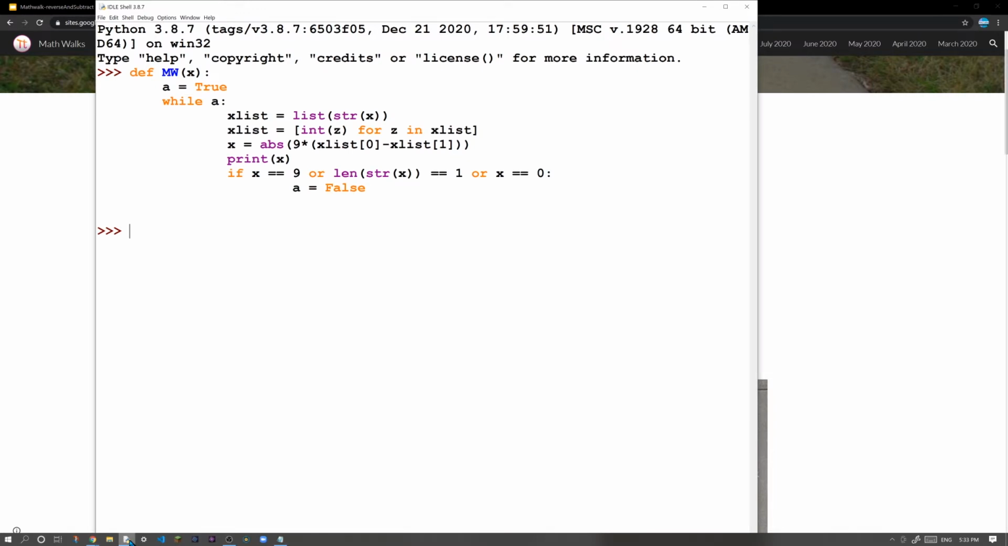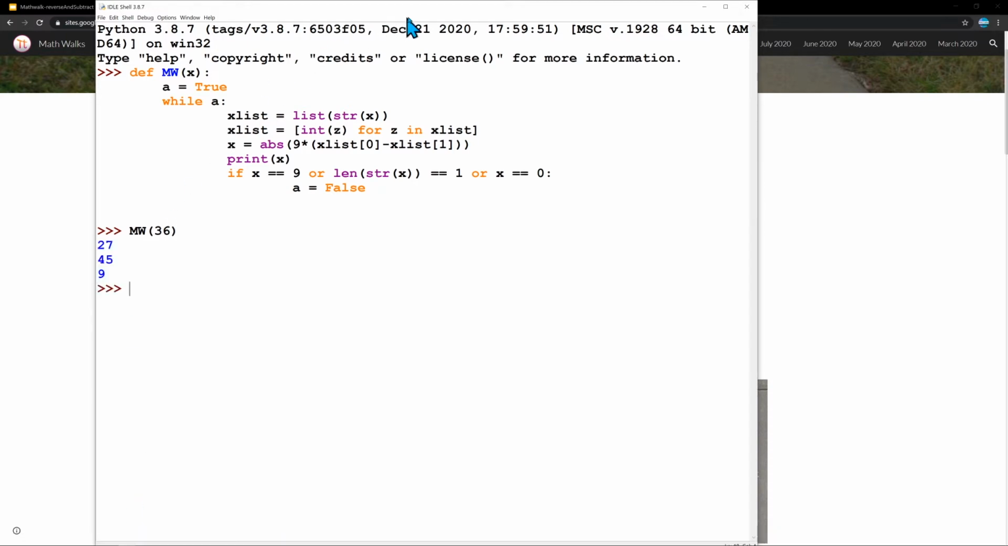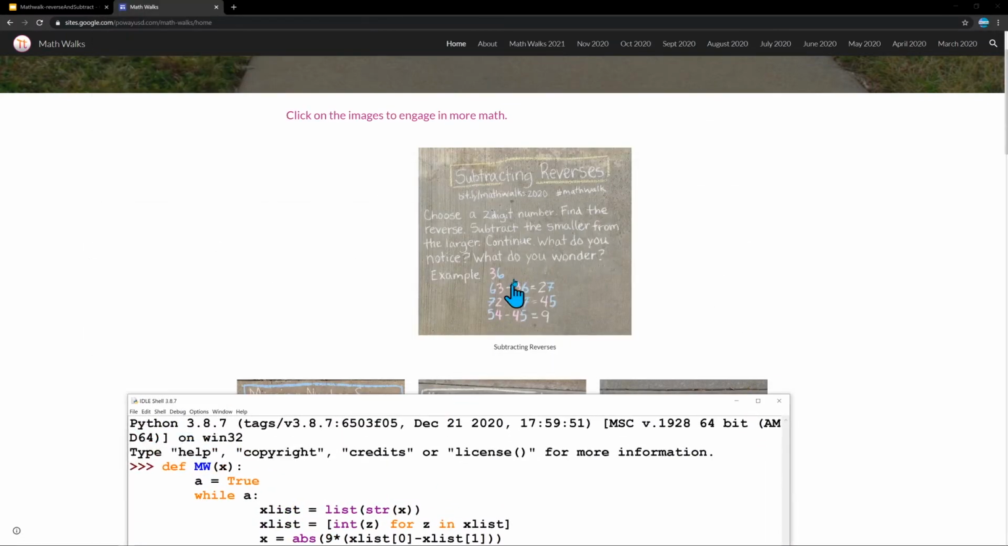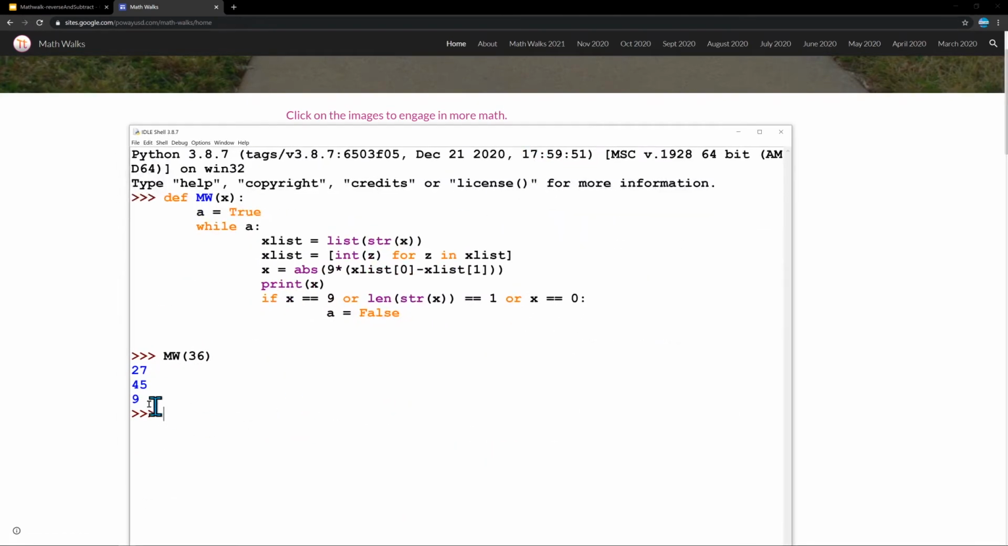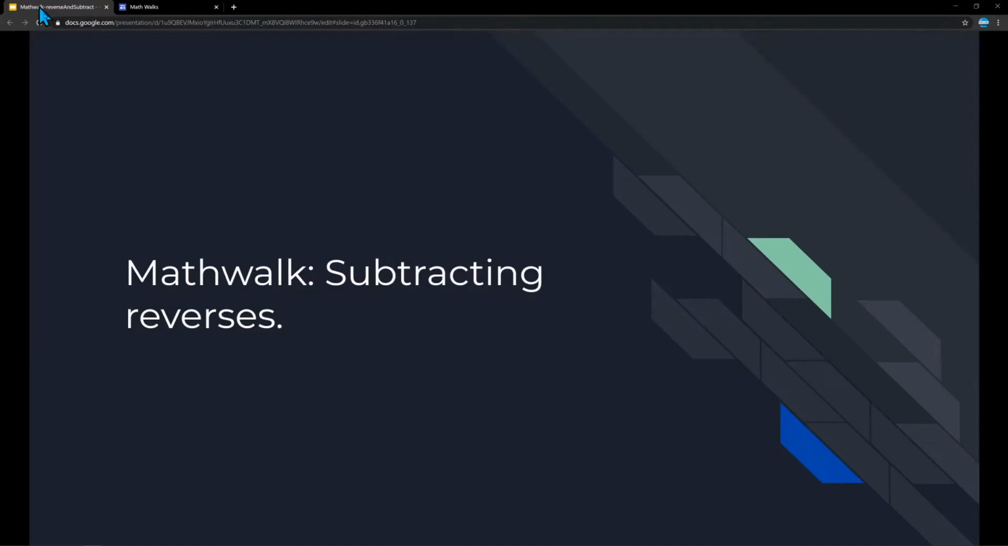Define MW of X, and I'm not going to talk about the code for now, because I'm going to explain that later. MW is short for math walk, a math walks if you have a question about that. So let's use the example 36. It outputs 27, 45, and 9, just like we have on the right side of the equation in the math walk post. So at least we know that for 36, it works.